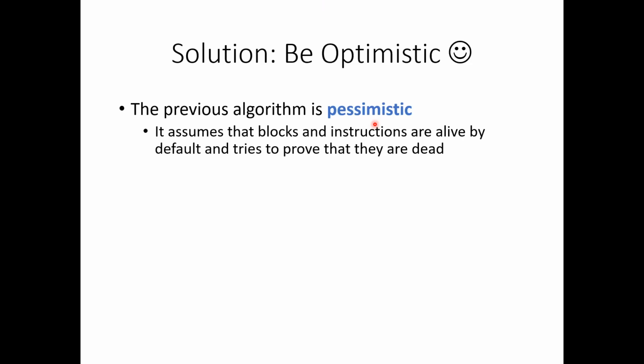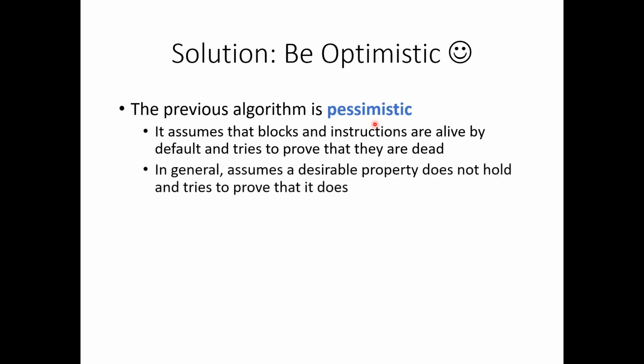If it doesn't have an incoming edge, then it proves that it's dead and it eliminates it. Or it assumes the instruction is alive, but then it finds that it doesn't have any users. It proves that it's dead and it eliminates it. So in general, a pessimistic algorithm is an algorithm that assumes that a certain desirable property, in this case, being dead code, does not hold and tries to prove that that property holds.